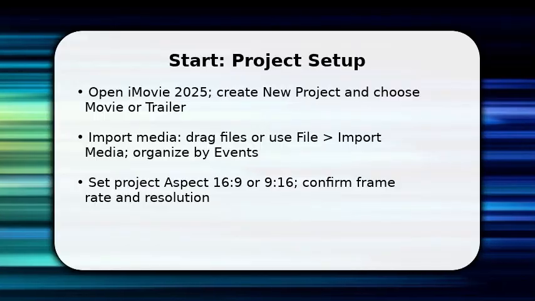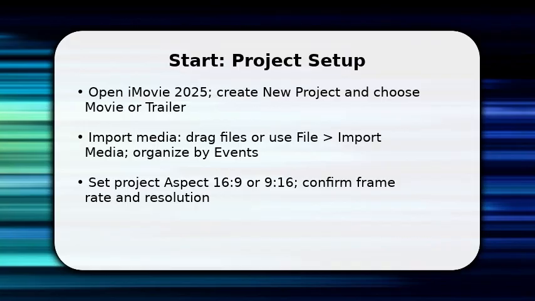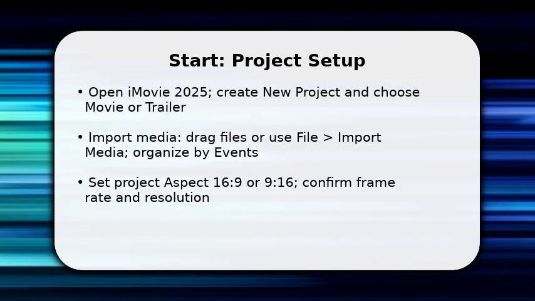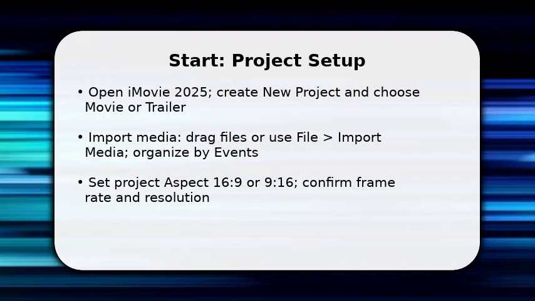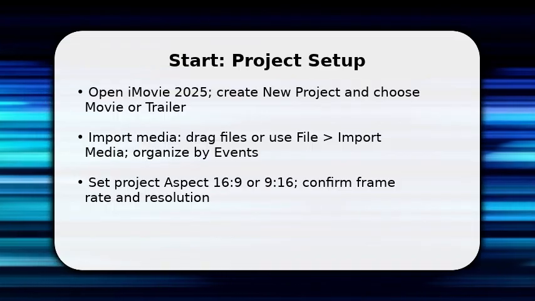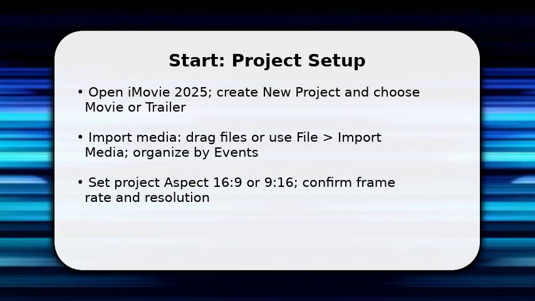You begin by creating a project and importing assets so you can edit without interruptions. Open iMovie 2025, choose Movie for timeline control, then import clips and audio into an event. This speeds browsing. Once done, set the project aspect ratio and frame rate so motion and crop match your delivery platform. Make sure to name the project and enable optimized media if your Mac asks. This reduces playback lag and ensures smoother trimming when you start cutting clips together.